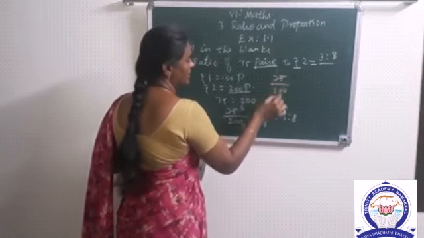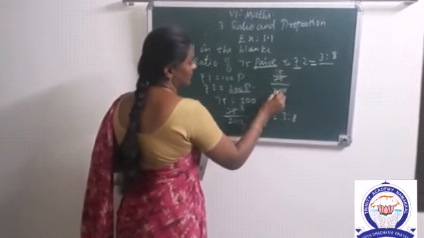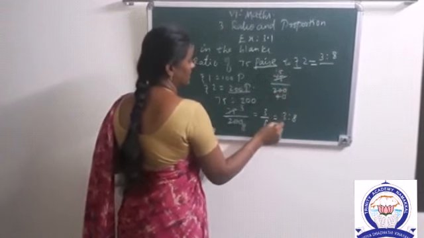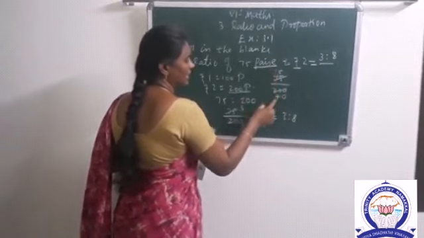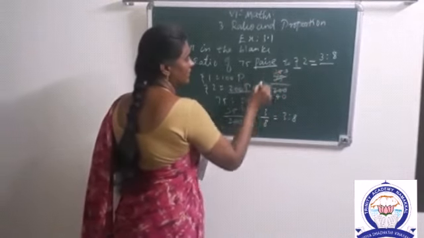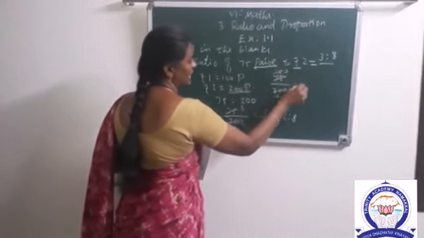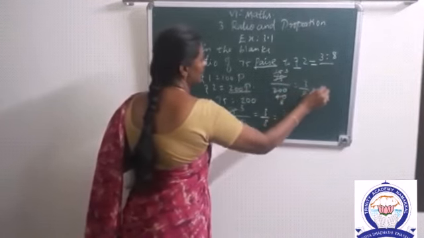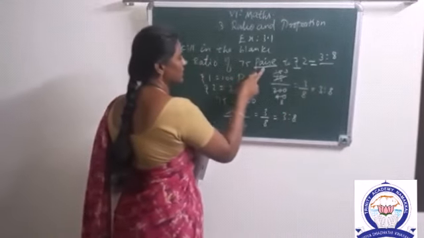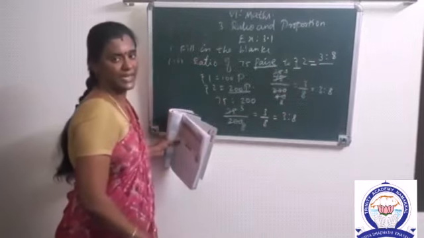In 75, 1 5 is 5, balance 2, 25, 5 5s are 25. Here, for this 20, 4 5s are 20, this 0 we write as it is. Again 15 and 40, both have the common factor 5, 3 5s are 15, 8 5s are 40. So what is the answer? 3 by 8. This one again we write 3:8. See, the ratio of 75 paise to 2 rupees is 3:8.